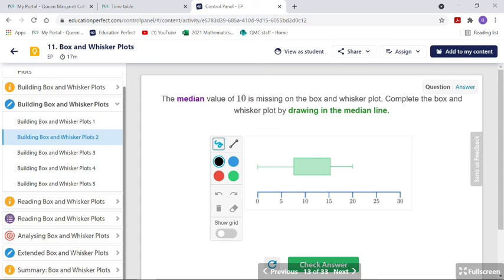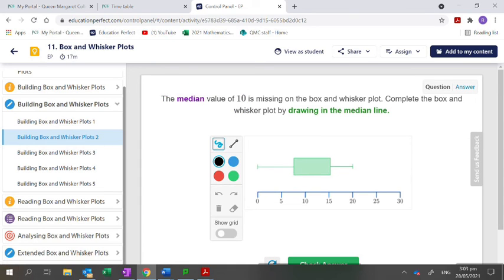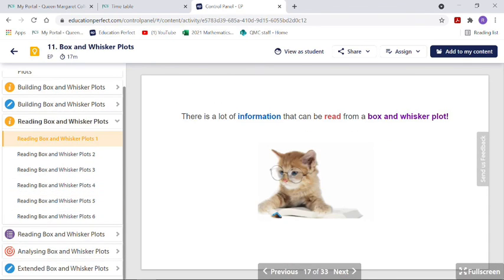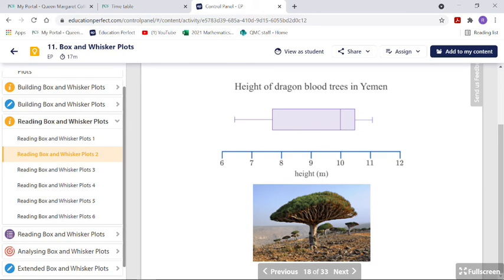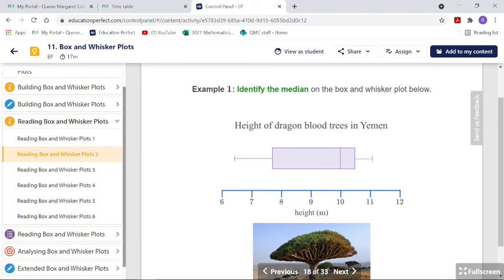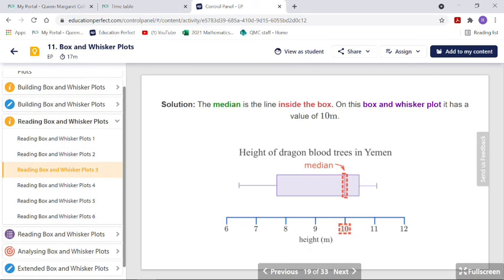Now, we can read a lot of information from a box and whisker plot. So we're going to learn how to draw them. We already have the pieces. Then we're going to learn how to read them. So all that means is just finding the mean, median, etc. So where's the median in this one? 10. There you go. Good. So they're just going to ask you to read it.